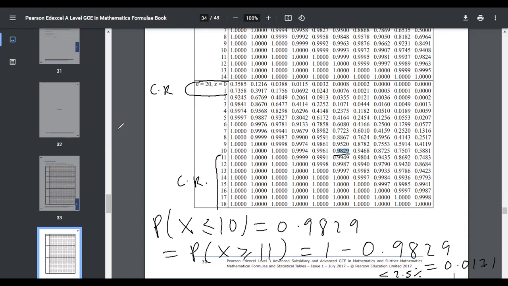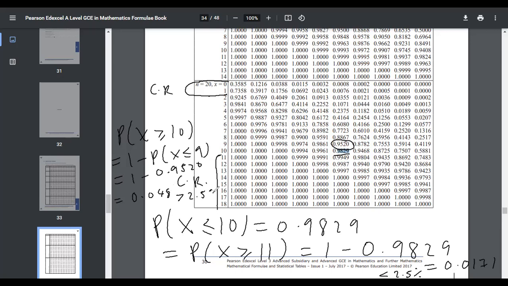But let's just check. Let's work out quickly the probability that X is greater than or equal to 10, which is equal to 1 minus the probability that X is less than or equal to 9. The probability that X is less than or equal to 9 is that probability there. So 1 minus 0.9520. We do that on the calculator and we get 0.048. Now that's actually bigger than 2.5%, isn't it? So 10 is not in our critical region.